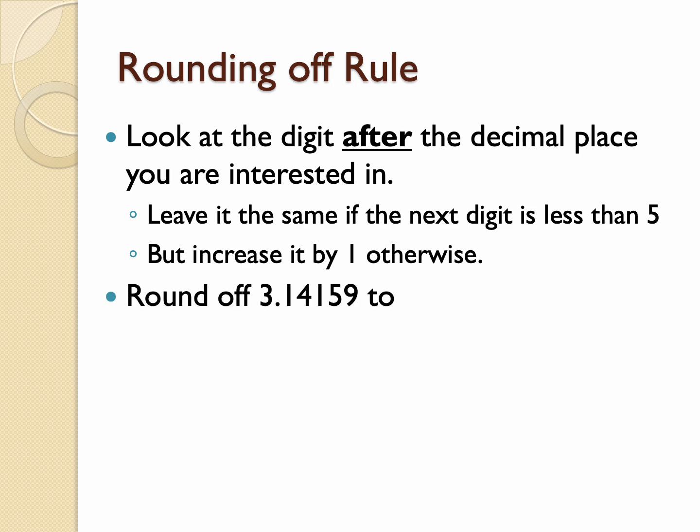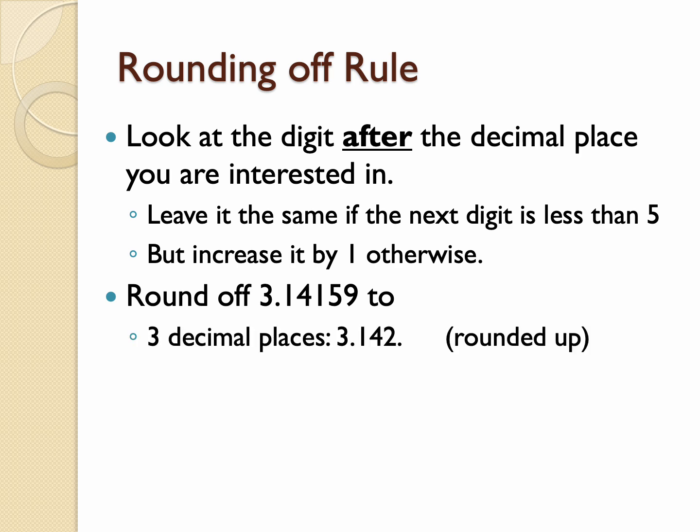So if we round off 3.14159 to 3 decimal places, we get 3.142. Why? Because we go up to 3 decimal places to get 3.141, and see there's a 5 after 3.141. Hence we round the third decimal place up to 3.142. We drop the remaining digits.